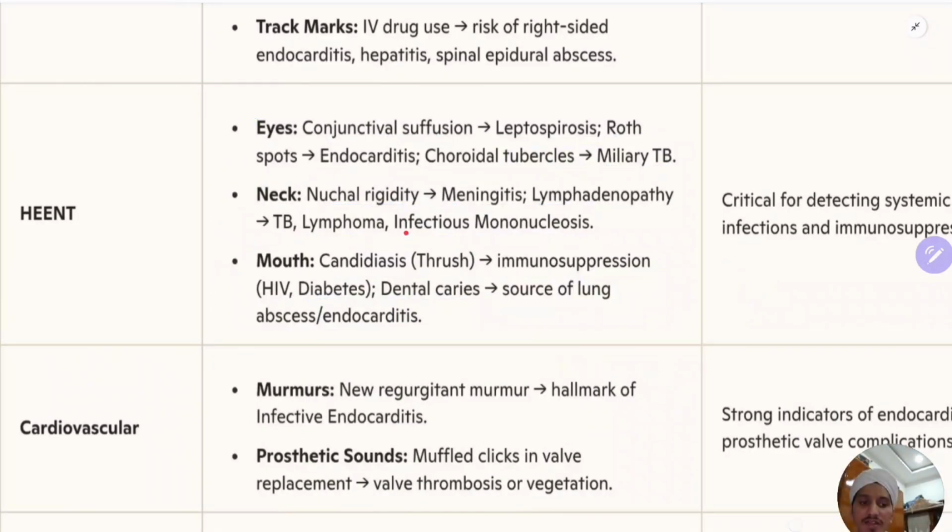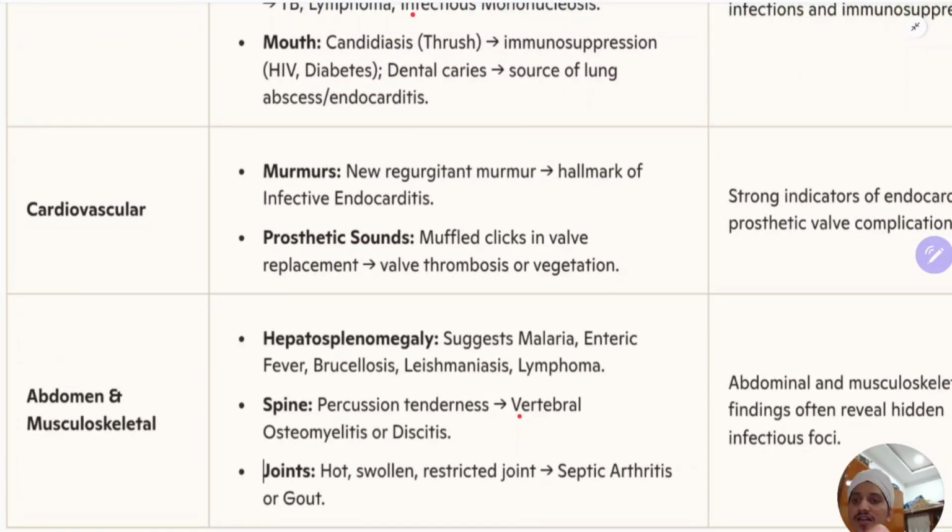What you see. Then in the cardiovascular system, you examine for these things. If you see a new murmur, like a new regurgitant murmur, that is a hallmark of infective endocarditis. It can be aortic regurgitation or mitral regurgitation. Prosthetic sounds, meaning in patients who have artificial valves in their heart. You can hear muffled clicks in valvular replacement. That indicates valve thrombosis or vegetation. Remember this one, valve thrombosis or vegetation.